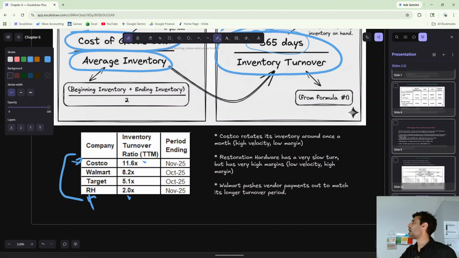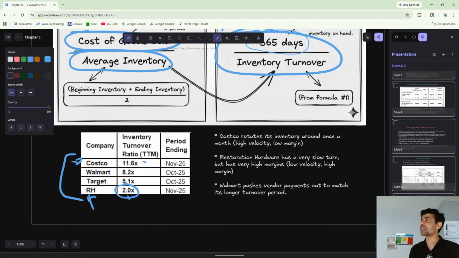Plus, people aren't buying furniture every week, right? People go to Costco every week to shop. So you can see that the inventory turnover is much lower. But what do you think about the margins? Who has a higher margin, Costco or Restoration Hardware? Who has higher margins? I mean, we saw luxury goods, right? It's very high margin. So it's just two different business models.